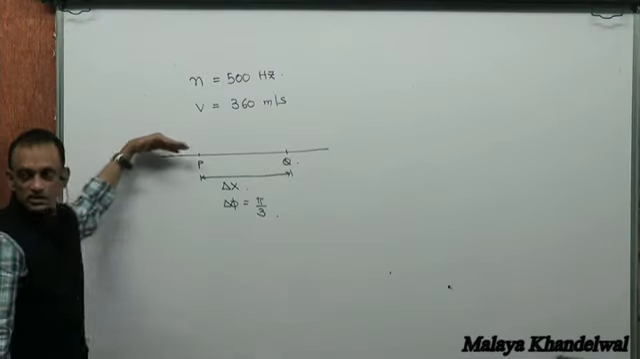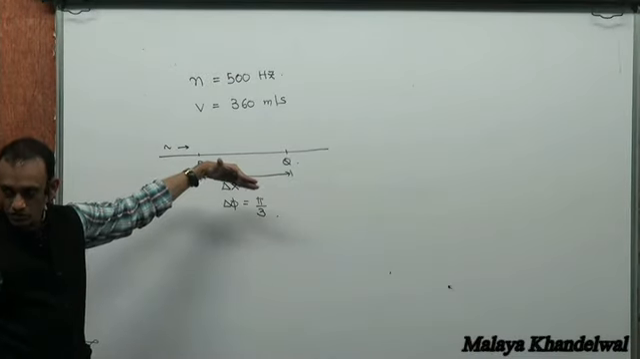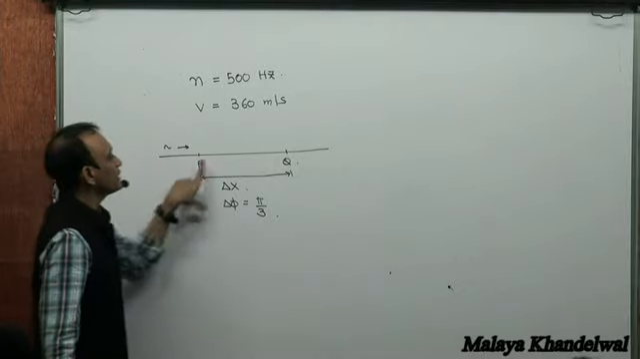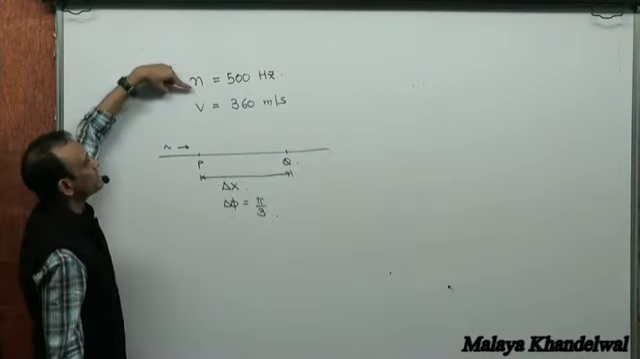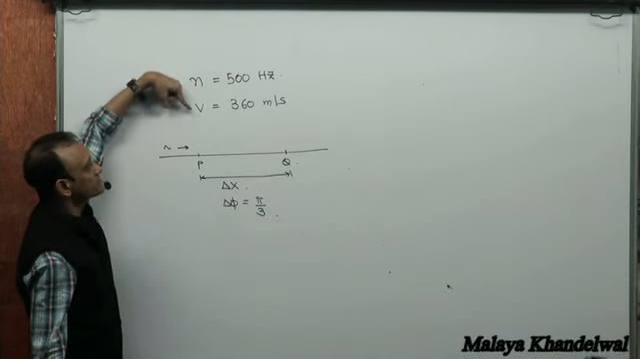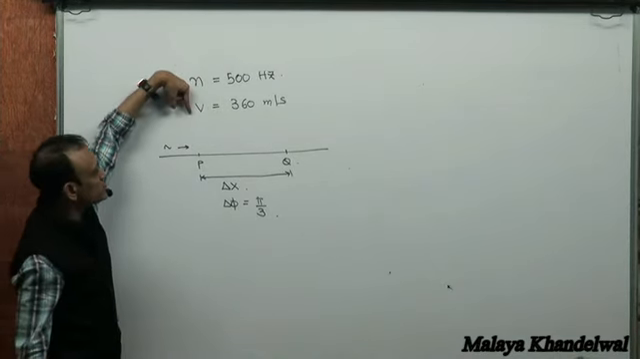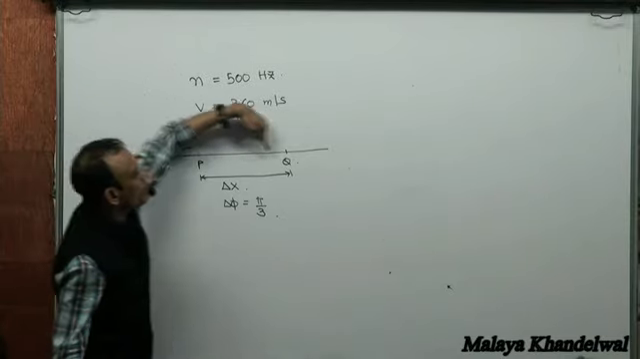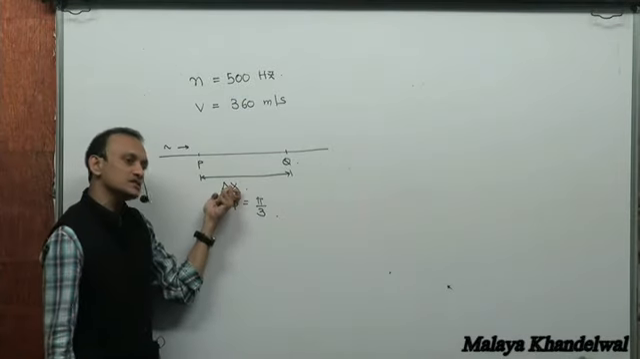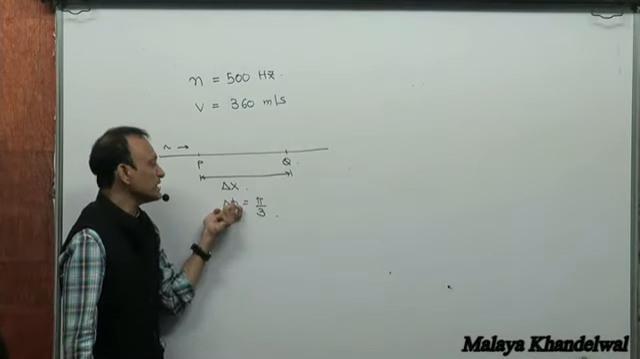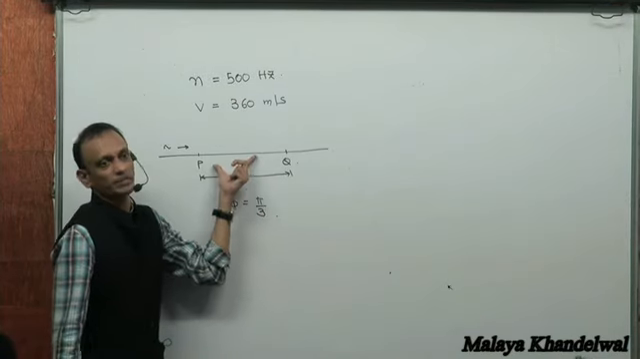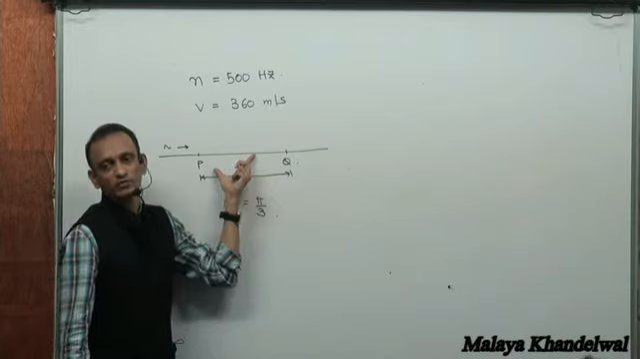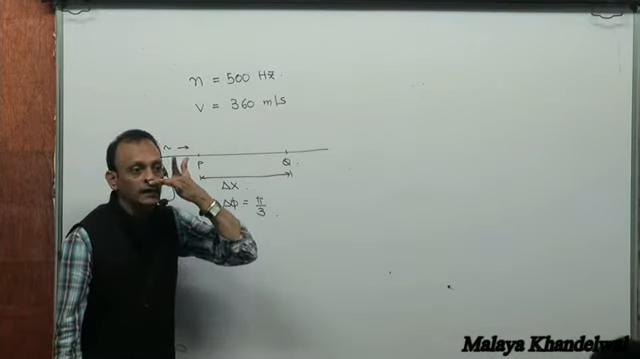So there is a sinusoidal disturbance produced in a region, and P and Q, let's say this is the direction in which the wave is propagating. It's given that the frequency of the wave is 500 hertz, velocity is 360 meters per second, and these are 2 points P and Q separated by a distance delta x, and it's given that the phase difference is 60 degrees, means pi by 3. I want to be able to find the separation between P and Q.